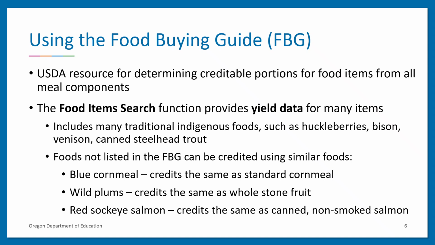Since traditional foods cover a broad array of foods, many foods are not yet listed in the Food Buying Guide. However, they can be credited using similar foods. For example, blue cornmeal will credit in the same way as standard cornmeal. Wild plums will credit the same as other whole stone fruit, and red sockeye salmon will credit the same as canned non-smoked salmon.